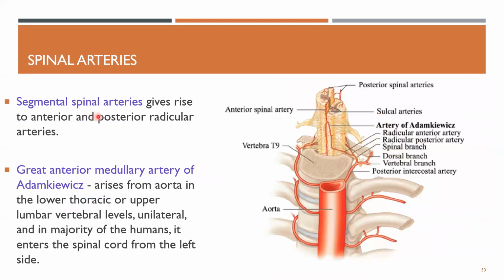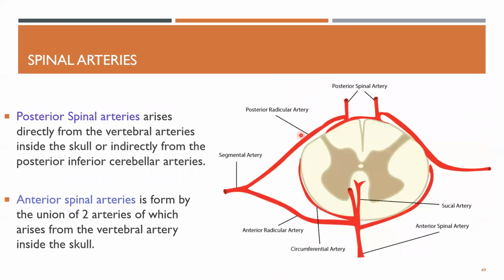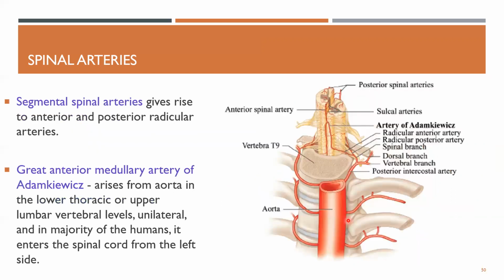And you have your segmental spinal arteries, which give rise to anterior and posterior radicular arteries. Okay, you have your posterior spinal artery and anterior spinal artery. You have your segmental arteries at the sides, giving off your posterior radicular artery and anterior radicular artery.